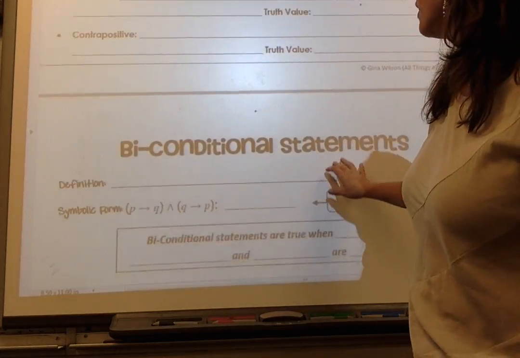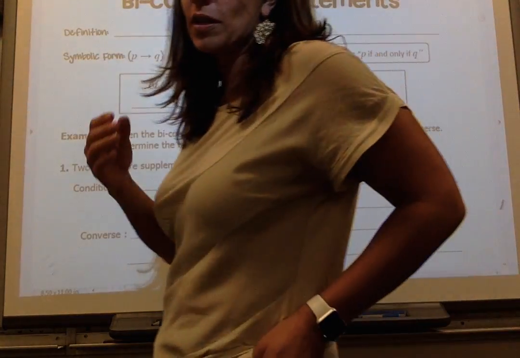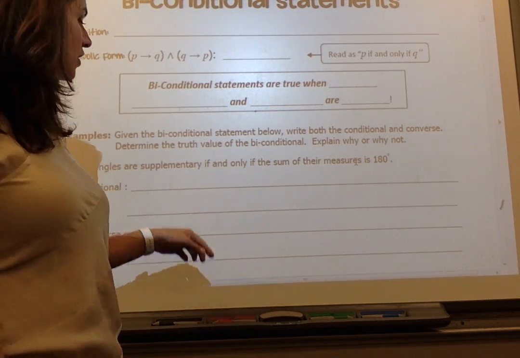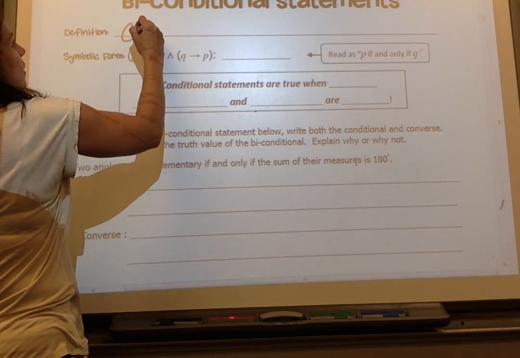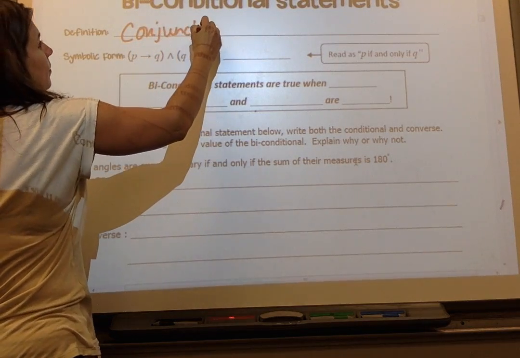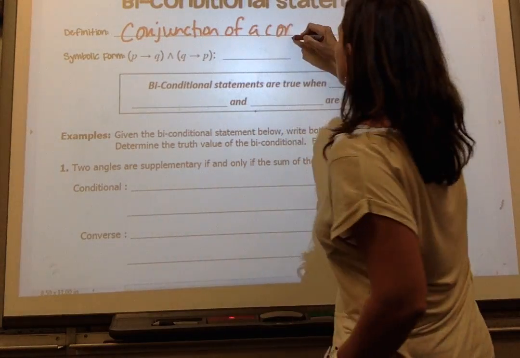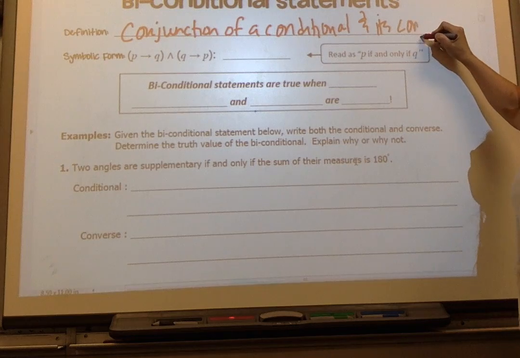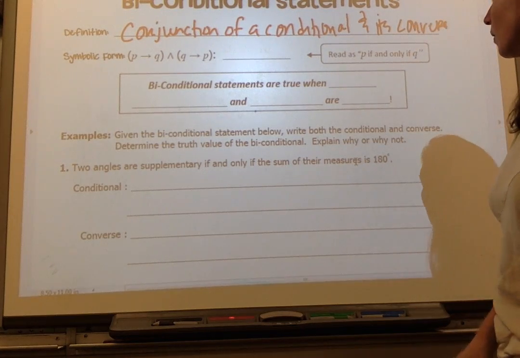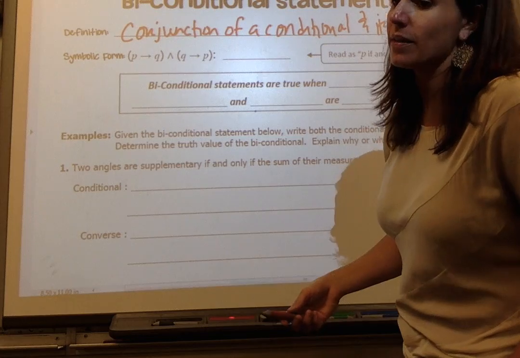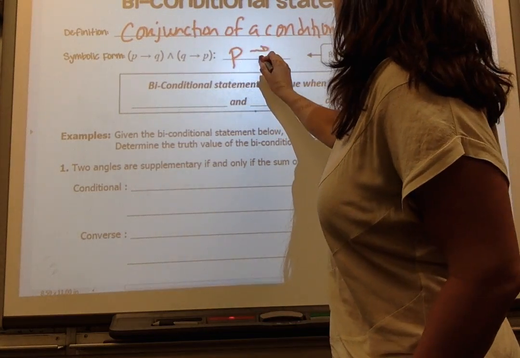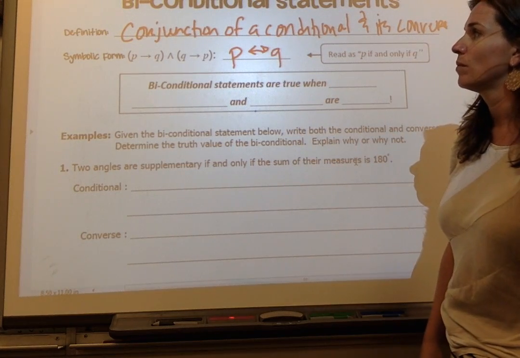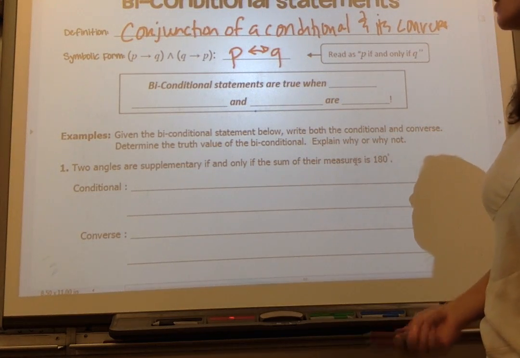Okay? All right. And then the next part is a biconditional statement. So a biconditional statement is the conjunction of a conditional and its converse. Okay, so now we read this as P if and only if Q. So both statements now must be true.